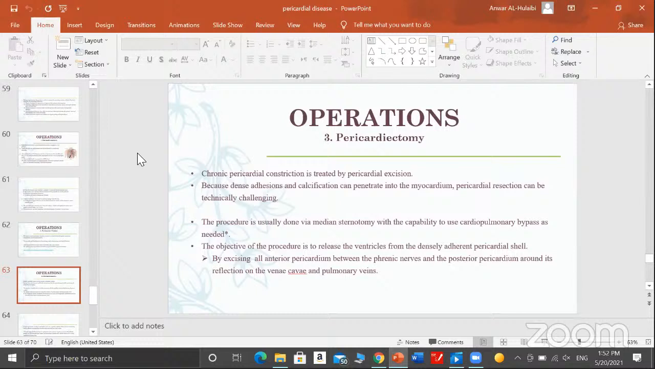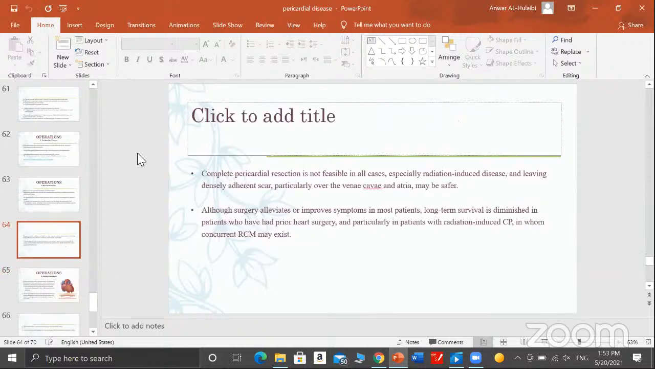And this can be done by excising all the anterior pericardium between the phrenic nerves and the posterior pericardium around its reflection on the vena cava and the pulmonary veins. However, a complete pericardial resection is not feasible in all cases, especially in cases of radiation-induced disease. So leaving densely adherent scar, particularly over the vena cava and the atria, may be safer.